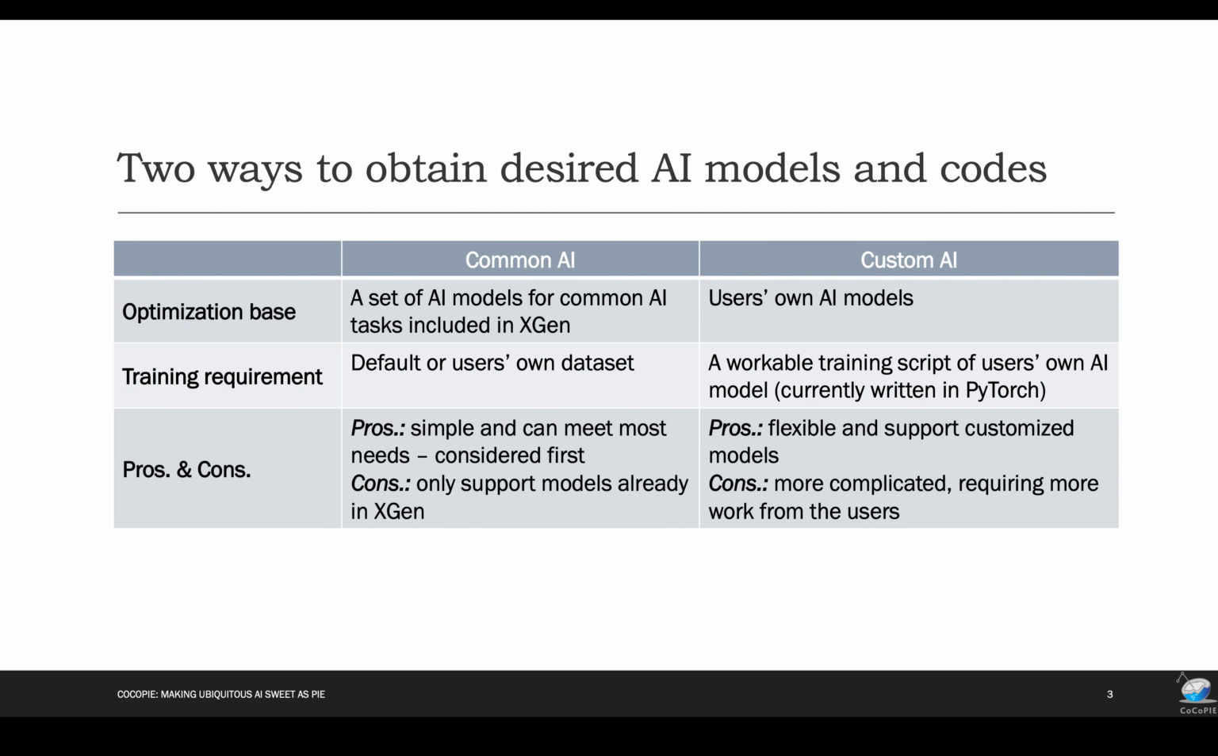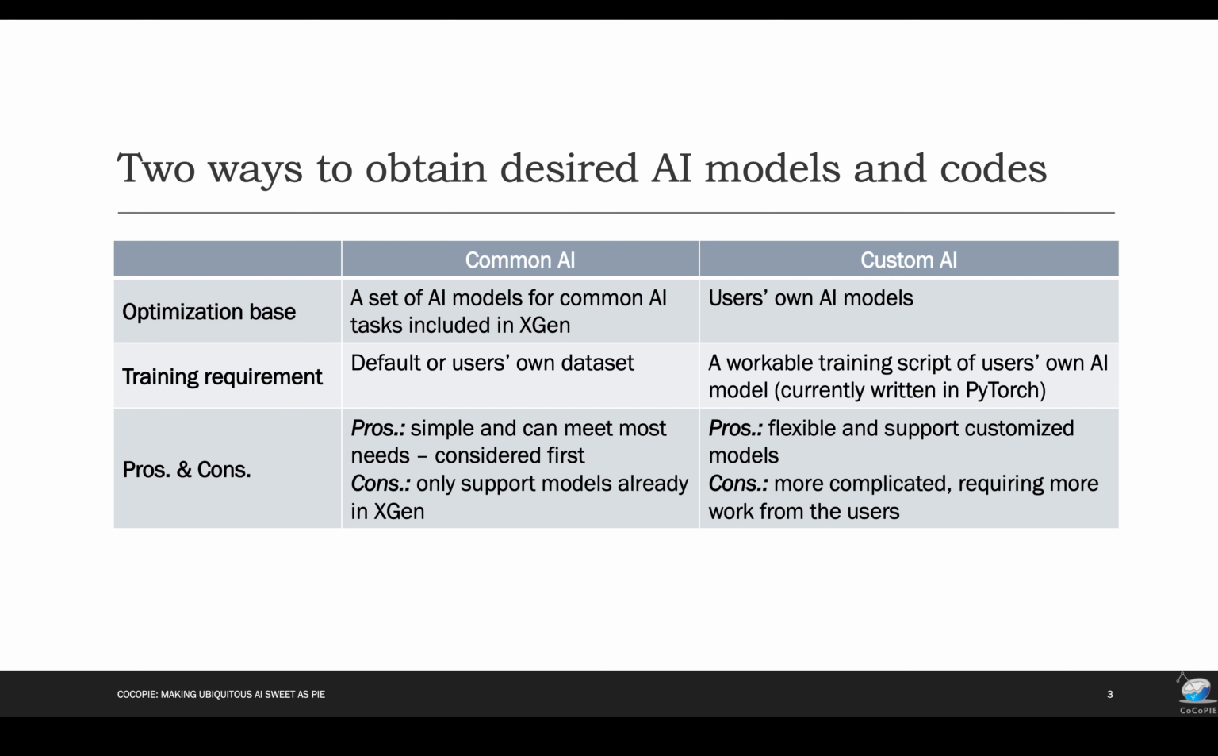XGen provides 2 ways to obtain desired AI models and codes, which are Common AI and Custom AI. This table compares these 2 ways from 3 aspects: optimization base, training requirement, and advantages and disadvantages of each way.